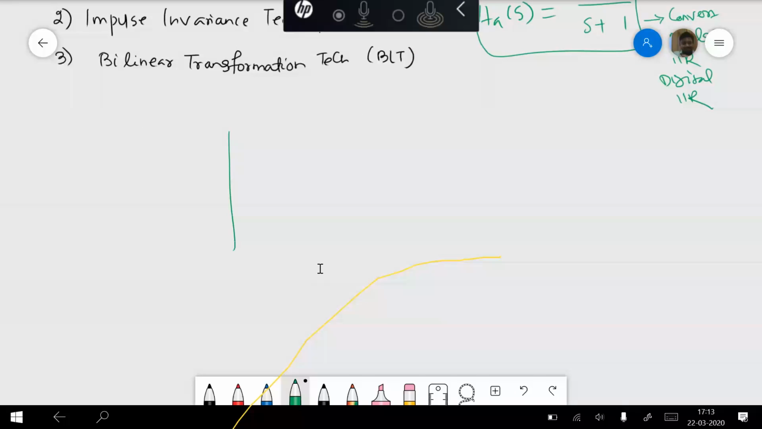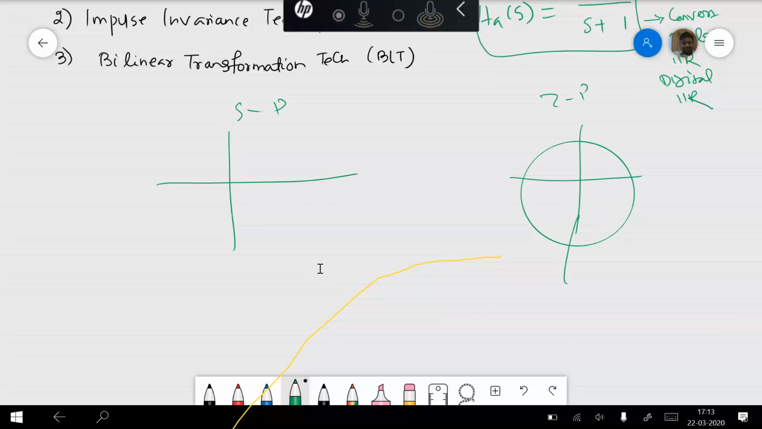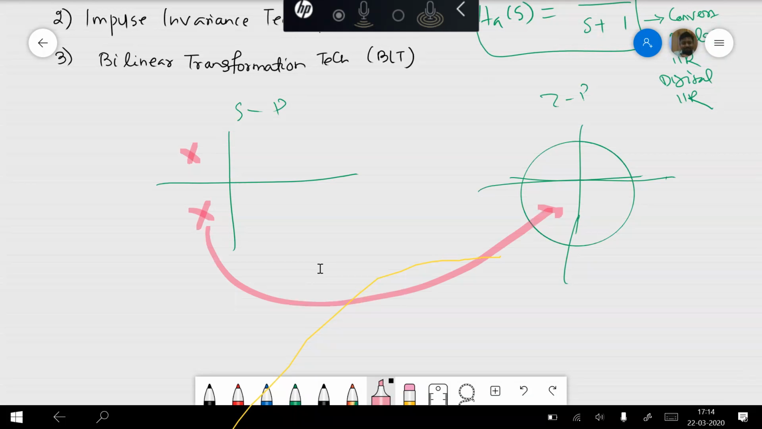So this is my S plane and this is my Z plane. This is my circle, the unit circle. Now the first condition is, suppose some poles are present on the left-hand side. If a left side pole is present in an analog system, that means it's stable. So the mapping has to be inside this. It is clear that the left has to map to inside the unit circle. Clear?